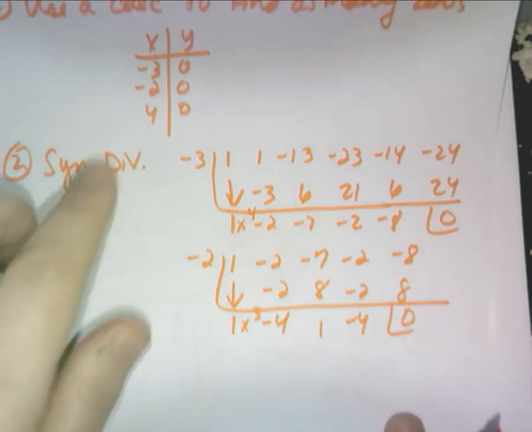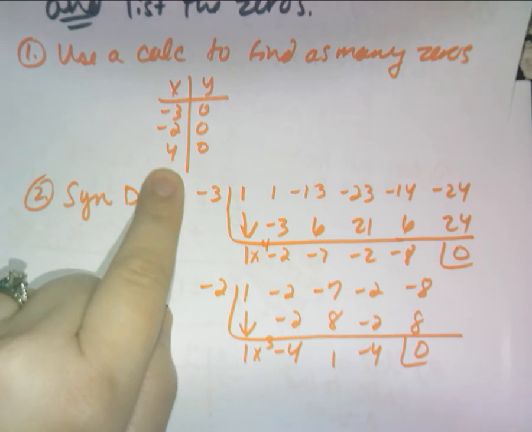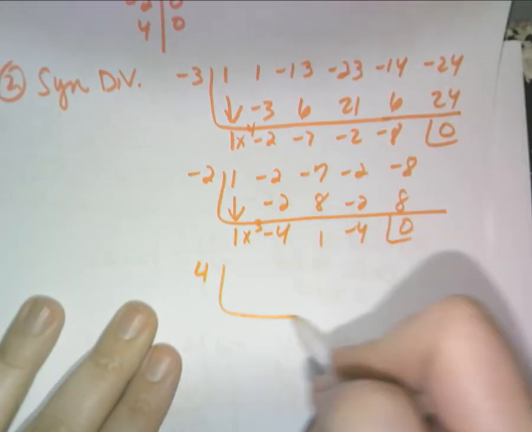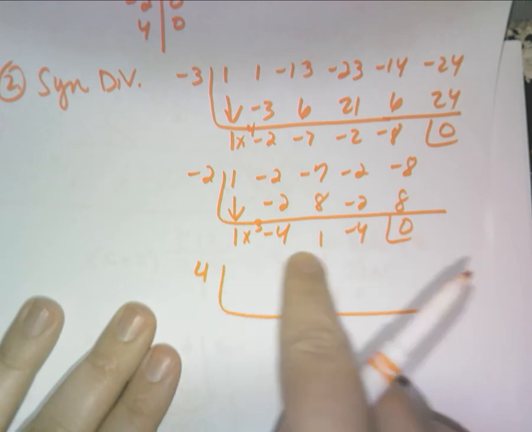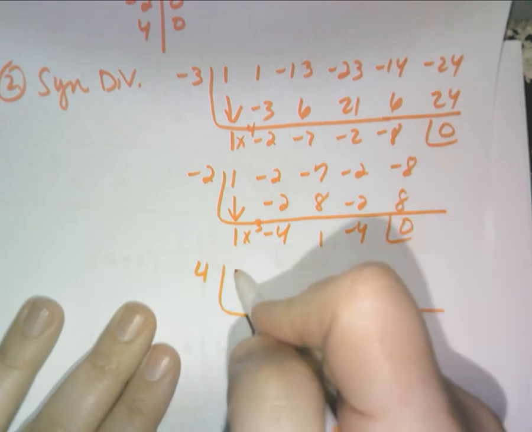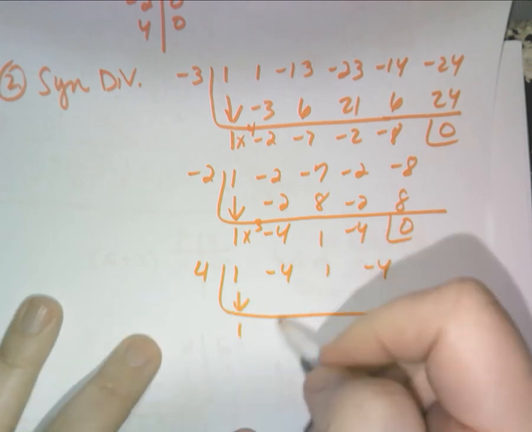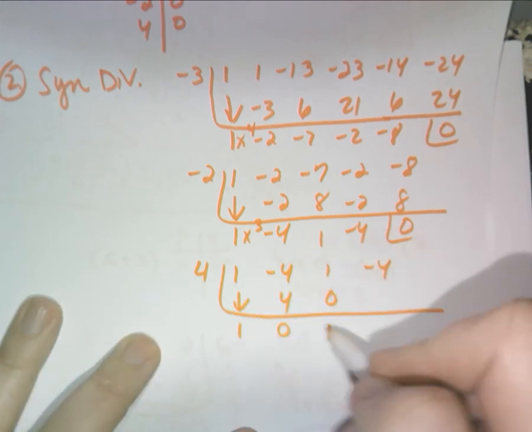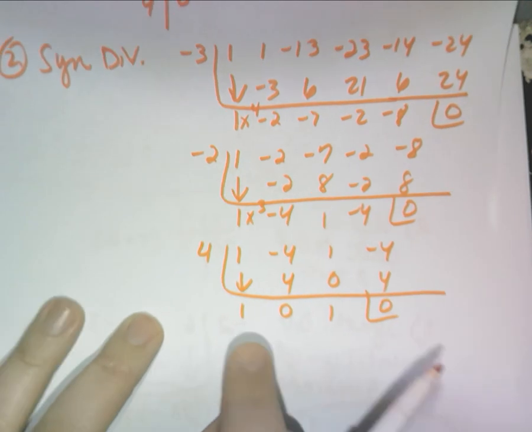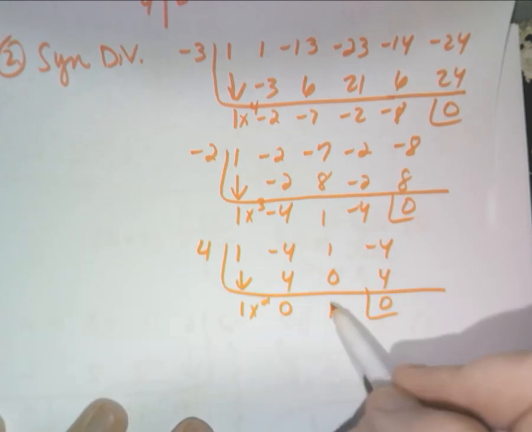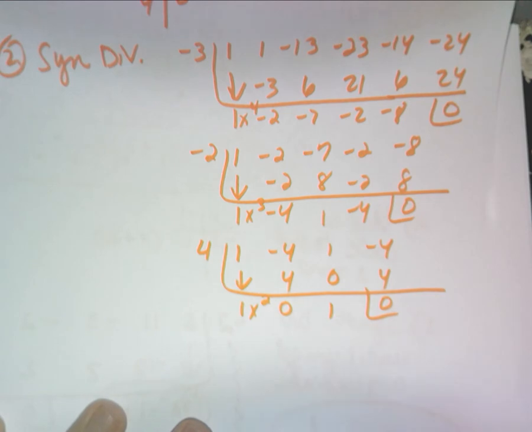Well, good news, we still have another 0 to divide by. 4. So now I'm going to take, again, don't go back to the original. Go back to this right here, your answer. 1, -4, 1, -4. 0, 0, 1, 4, 0. This is now a polynomial of degree 2. Do you agree?